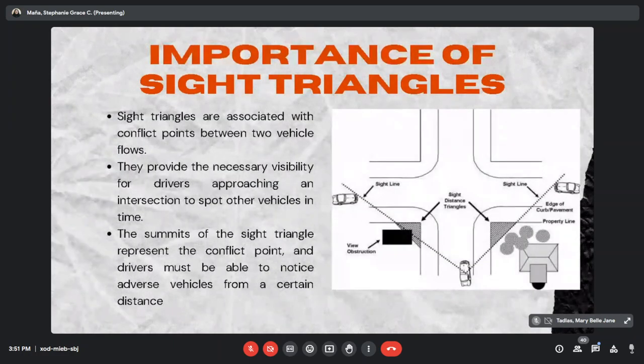The purpose of side triangles is to ensure drivers have clear visibility at intersections to make safe decisions and prevent collisions. They define the minimum required visibility for drivers to see approaching vehicles and potential obstacles. Factors like vehicle speed, road signs, and safety considerations determine the dimensions of side triangles. Engineers consider these factors to provide sufficient visibility for safe intersection navigation. So next slide, please.